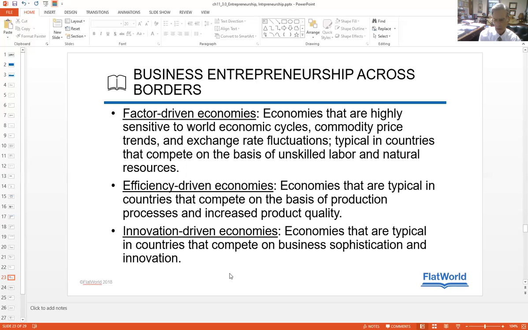But many countries in Africa, and one of the countries I noticed that was mentioned in the textbook is Colombia. I've been to Colombia, and I should think that coffee might be something that the authors were thinking of there. Efficiency-driven economies are a little further up the scale. They've moved past the commodity natural resource focus and now are more interested in product quality and efficiencies. The authors suggest that this is where China is today.